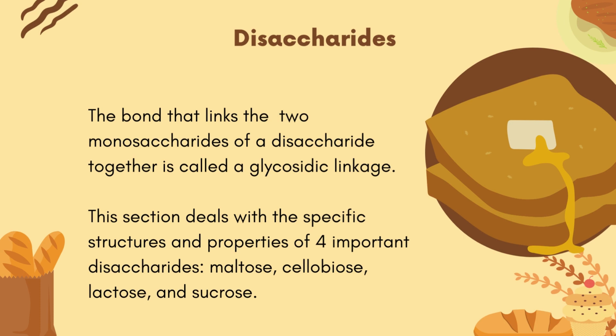Now, the bond that links the two monosaccharides of a disaccharide together is called a glycosidic linkage. So, you have two monosaccharide units bonded to each other. The bond or the link between the two monosaccharide units is what we call a glycosidic linkage. Now, this section deals with the specific structures and properties of four important disaccharides. So, we will be dealing with some biochemically important disaccharides, namely maltose, cellobiose, lactose, and sucrose.